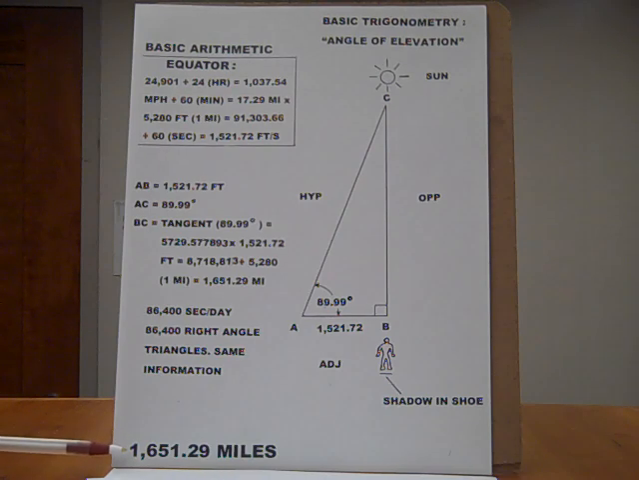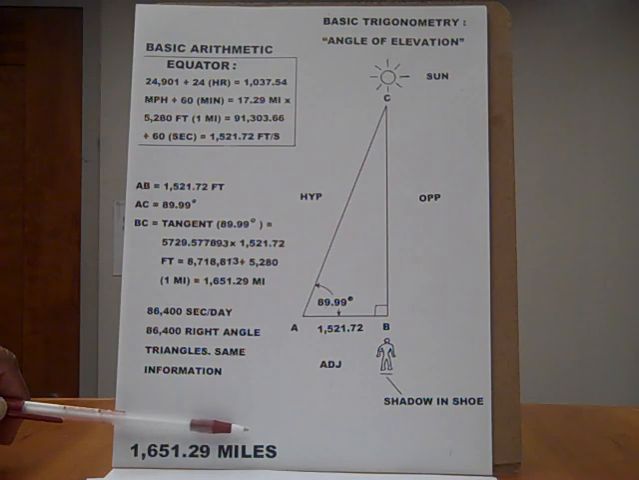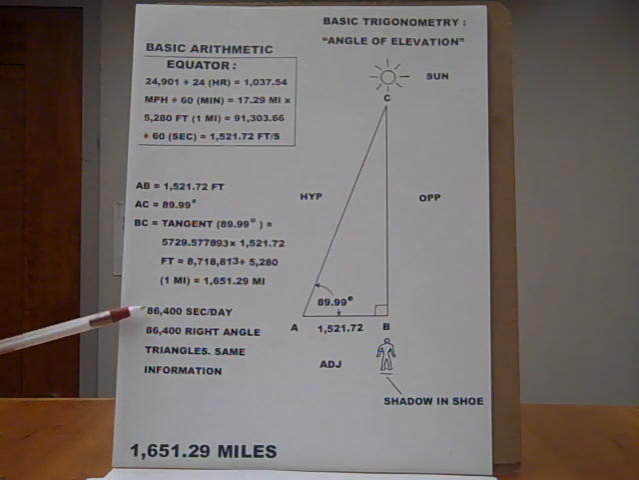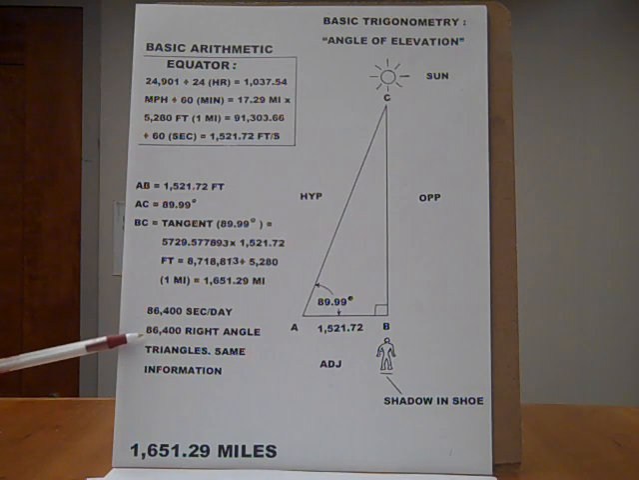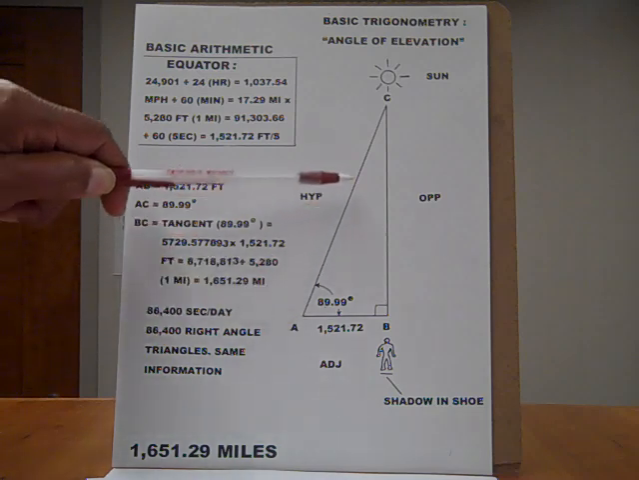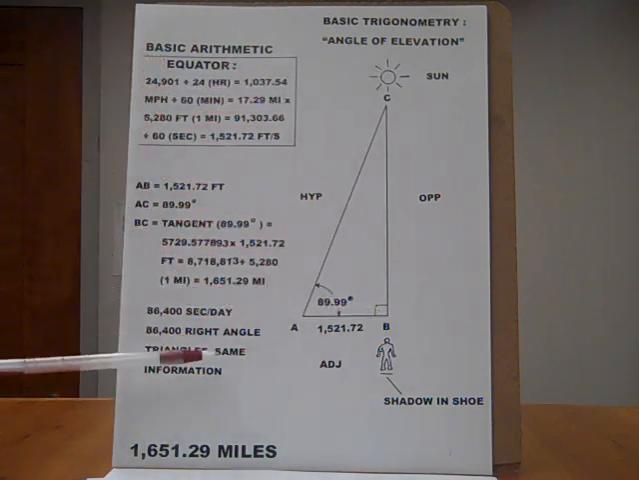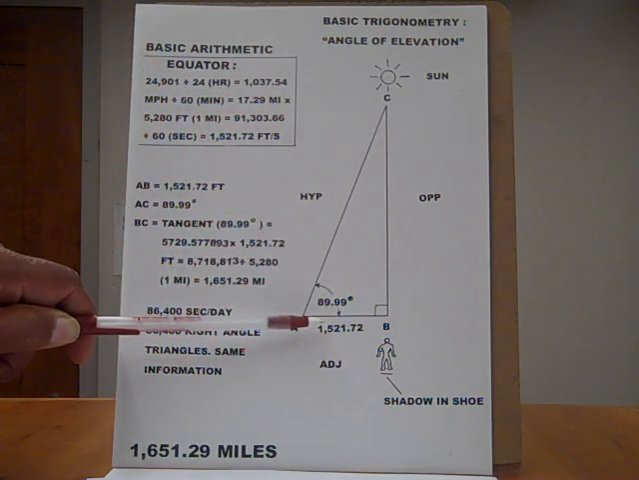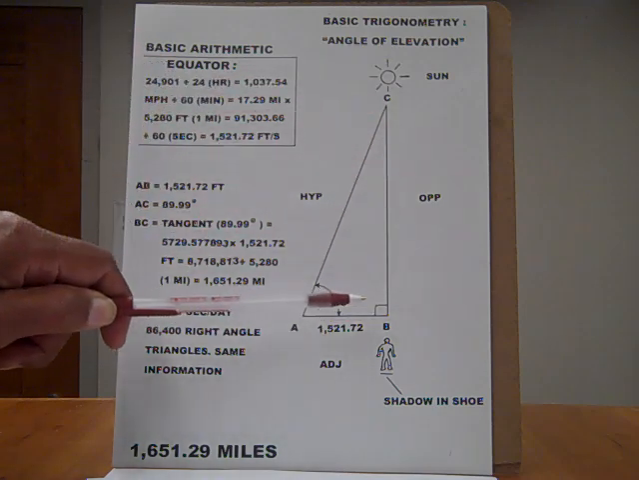The sun is 1,651.29 miles above the earth, right here at the bottom. There are 86,400 seconds in a day. Therefore, there are 86,400 right-angled triangles just identical to this, with the same simple information in it.